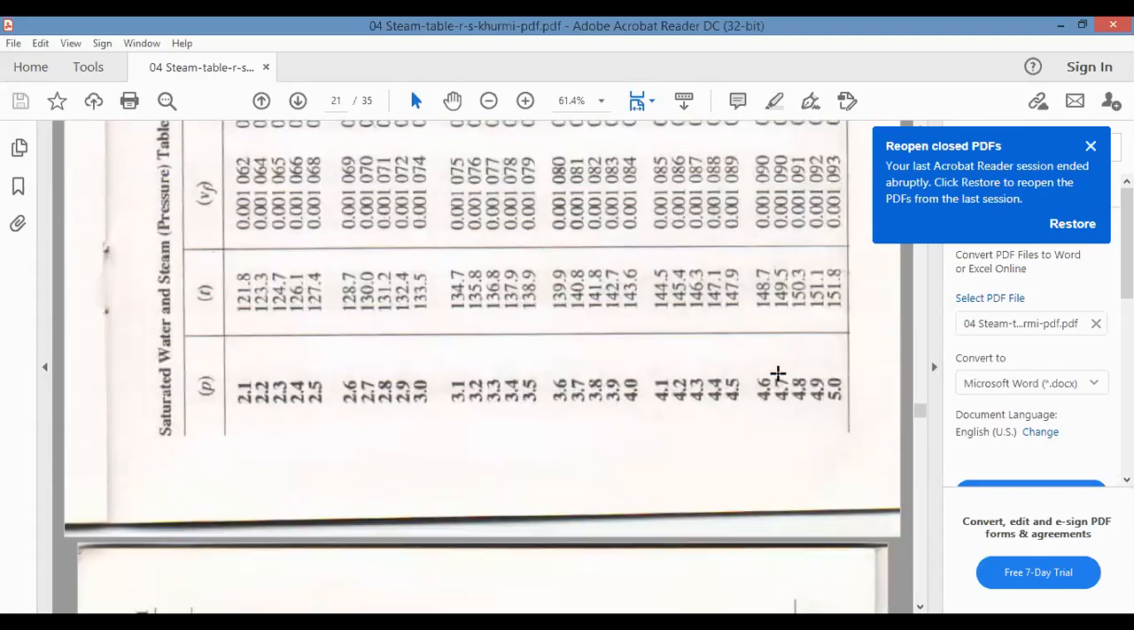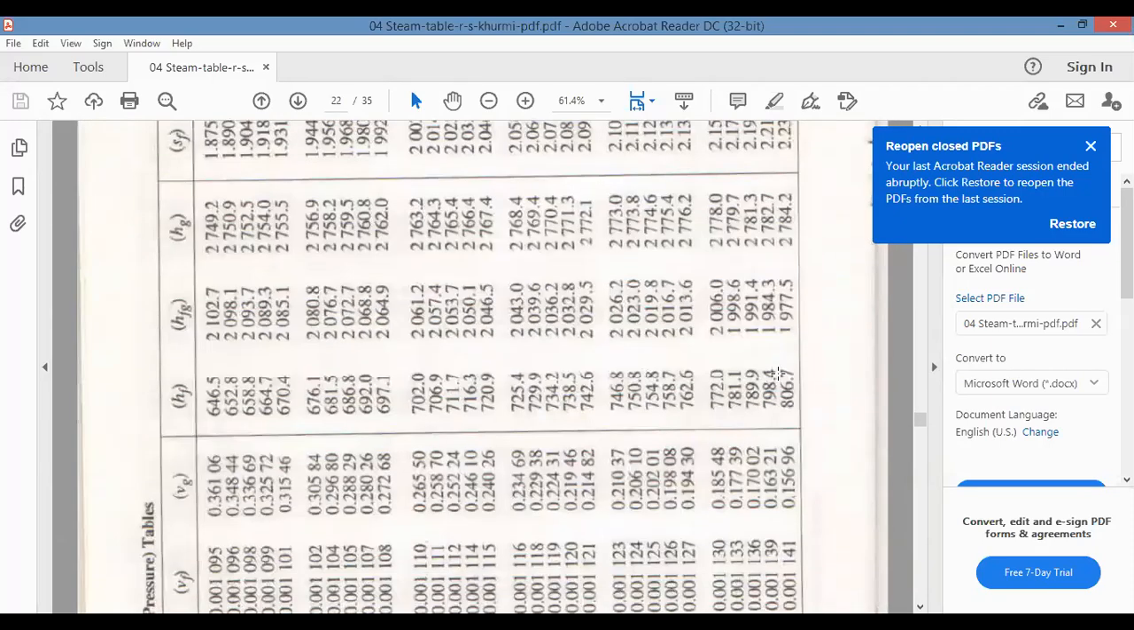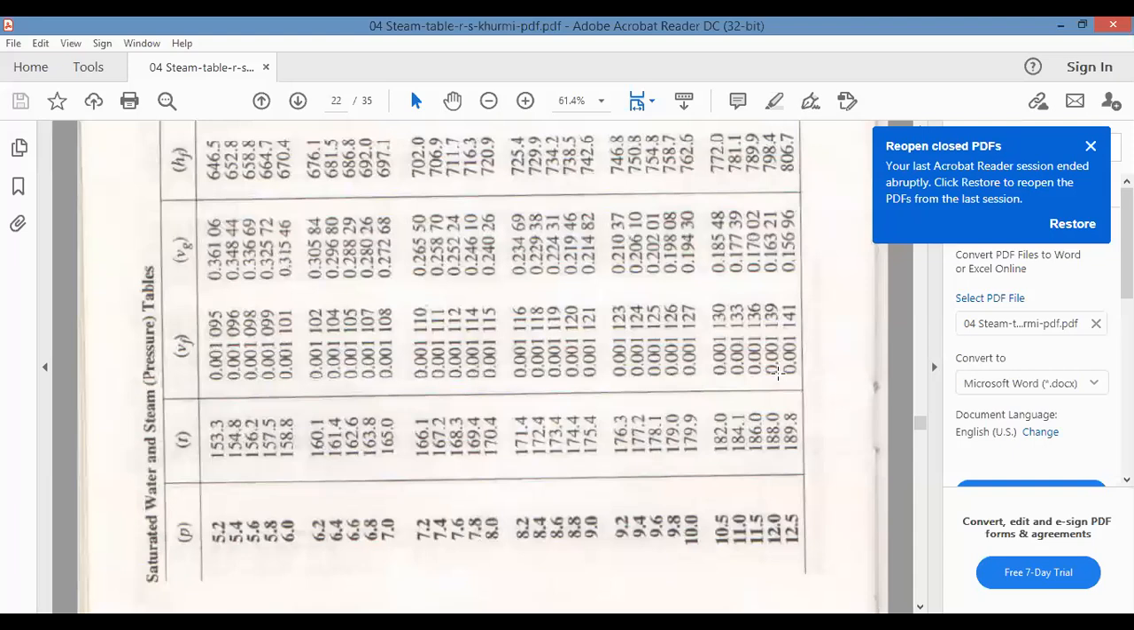If there is an industry which is having a boiler of 10 bar, at what temperature would the water boil? So if you have an industry with a pressure boiler at 10 bar absolute, then the water would boil at around 180 degrees centigrade. Okay, the water boils at 180 degrees centigrade.